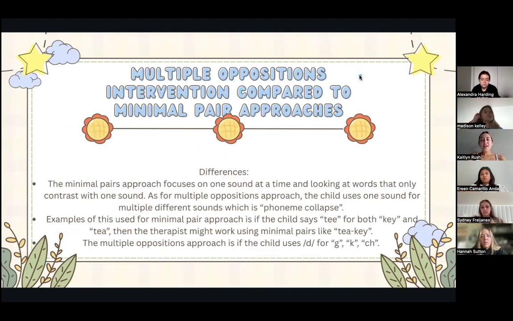Okay, so I compared the multiple oppositions intervention to our minimal pair approach. So first off, some differences. The minimal pairs approach focuses on one sound at a time, looking at words that only contrast with just one sound. As for the multiple oppositions approach, the child uses one sound for multiple different sounds, which is like a phoneme collapse. An example for the minimal pair approach is if the child says T for both key and T, then the therapist might work using minimal pairs like T and key. But the multiple oppositions approach is if the child uses D for g, k, or ch. So he's using one sound for many different sounds.